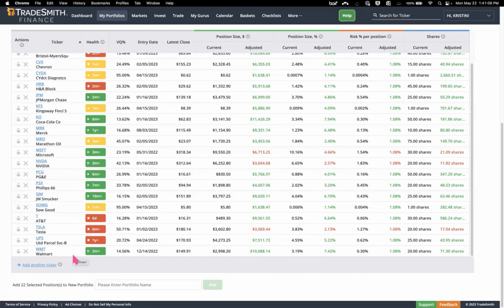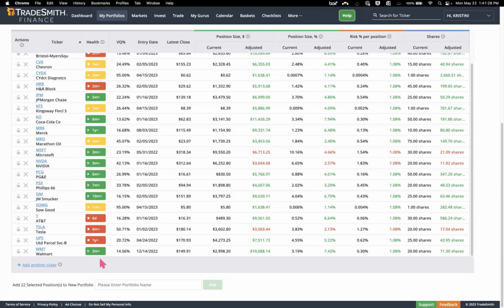There is another way to do it that I'm going to show you, but yeah, it does not take the health into consideration whatsoever. So there are going to be positions in your portfolio that it's going to tell you to increase because it may have a lower VQ than maybe something in the green with a higher VQ, but the other position's in red.